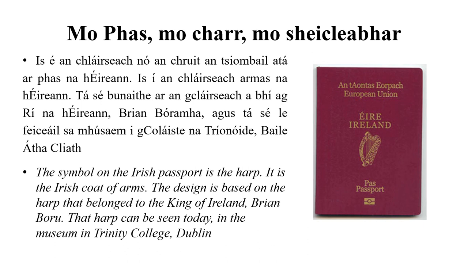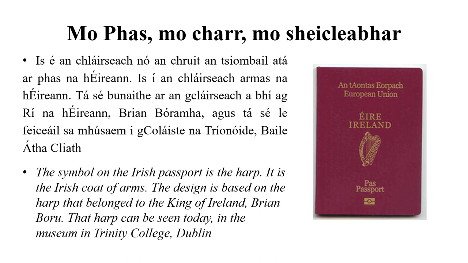Má phas, má charr, má sheicleabhar. So this is just a little bit of information about the crest and symbols on the Irish passport. Is é an chlársach, nó an cruit, an siombail ar phas na hÉireann. So the harp is the symbol on the Irish passport. Clársach is the Irish word for harp, or cruit is also another word for harp.